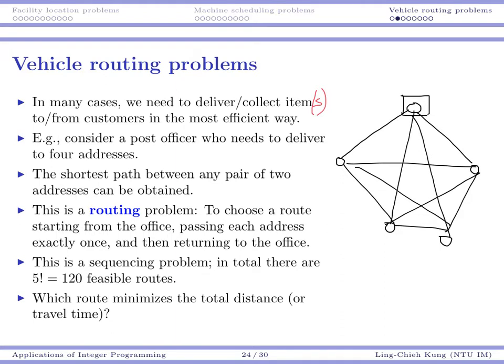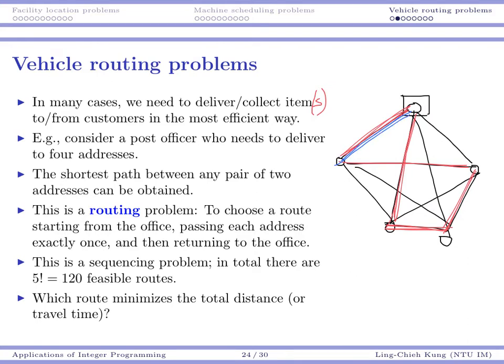And then, given all these distances, you face the following routing problem. It's about choosing a route starting from the office, passing each address exactly once, and eventually returning to the office. So, for example, the route that I just depicted is here. Okay, this is a route that passed through different addresses exactly once, and then back to your original location.